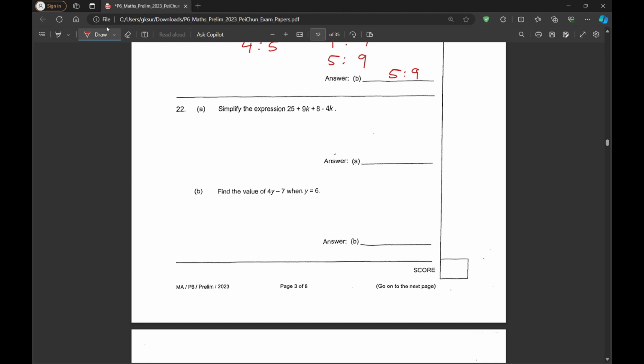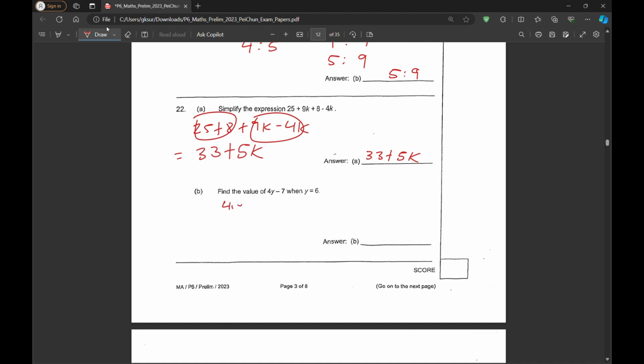Question 22A. Simplify the expression 25 plus 9k plus 8 minus 4k. Best way to do this is to rewrite this by separating the normal numbers and the ones with the k. So this will give us 33 for this side. For this side, it will give us 5k. So 33 plus 5k. So answer for 22A.